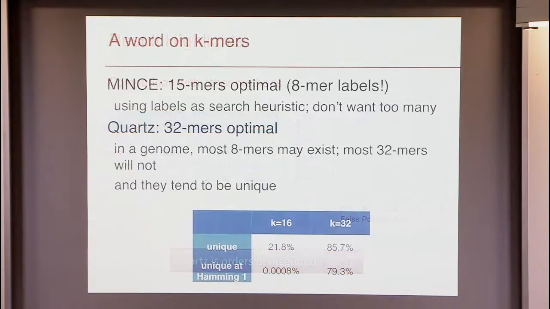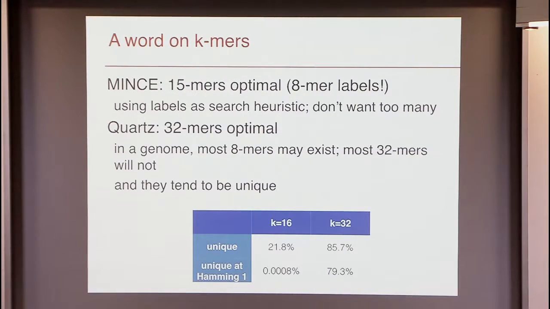I mentioned this difference in k-mers. This is sort of peripherally relevant to compression, but I wanted to go over this. So MINCE found that 15-mers were optimal for its implementation, for its case, with 8-mer labels. And this makes sense because the labels are being used almost as a seed for search.